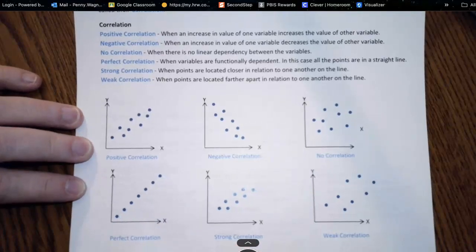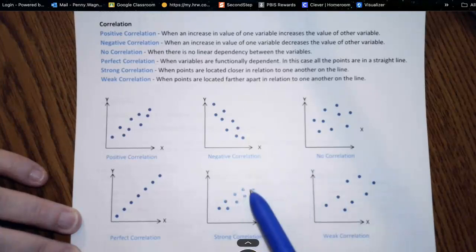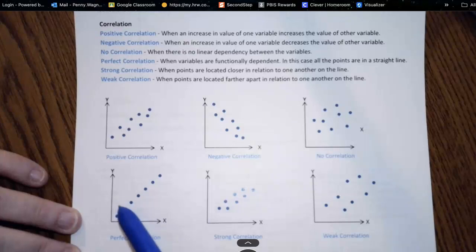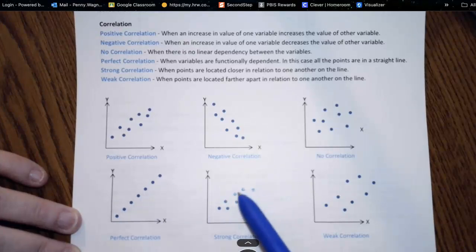A strong correlation is when points are located closer in relation to one another on the line. And when you look here, see how they're kind of tightly grouped? This one's spread way out from this one, but these are a little bit closer together. That's called a strong correlation.